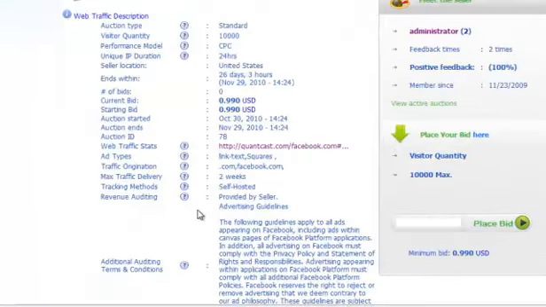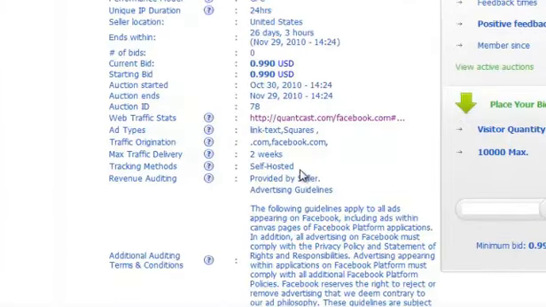But for this listing, it's basically saying that tracking and the numbers being tracked are going to be provided by the seller, which is Facebook. Revenue auditing is who's tracking the dollar amounts that you owe them.